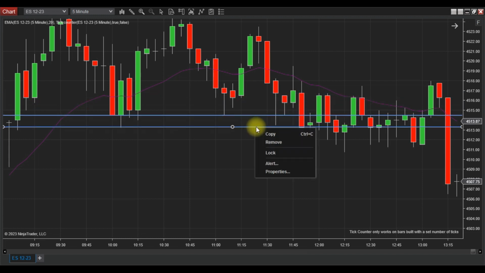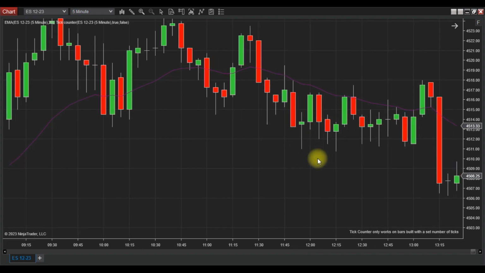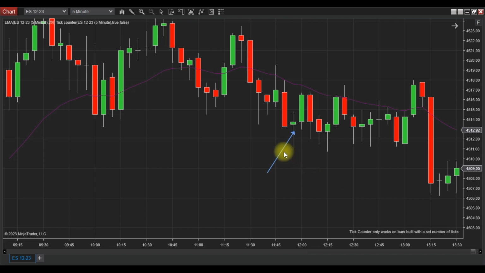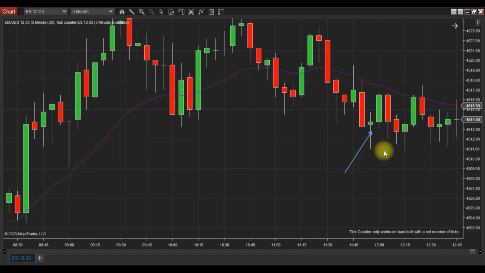Let's get these out of the way here. There's some others out there. Some of them can be kind of hard to spot. Like this one right here. This bull bar has a gap in it, only by about a tick. Let's see if we can find another one. Let's see here. Small gap here.